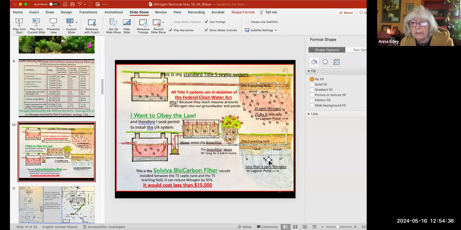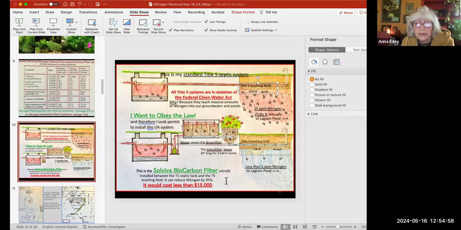It will be having less than 5 parts per million of nitrogen, most likely, when it gets to the leaching field. So this is the Suvia biocarbon filter retrofit installed between the Title 5 septic tank and the Title 5 leaching field. It can reduce nitrogen by 95%.